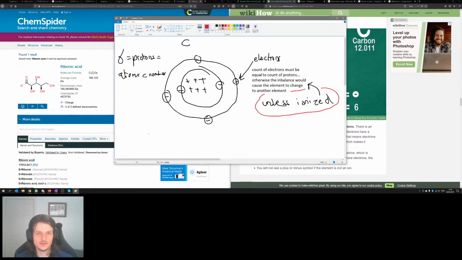Okay, so information blue. If an element gains protons or electrons, it becomes ionized.